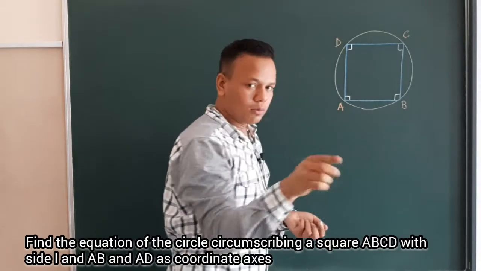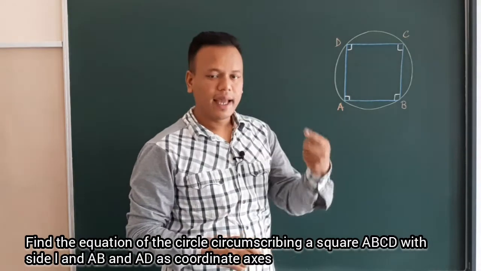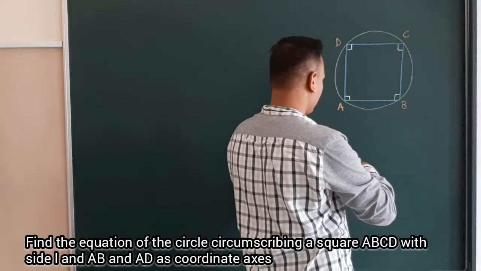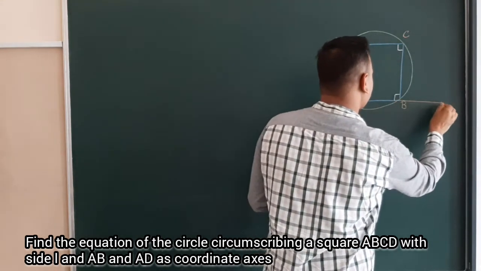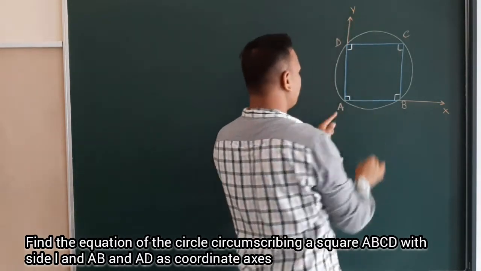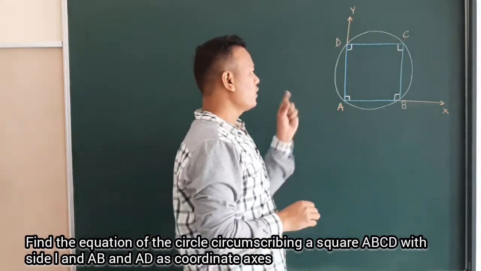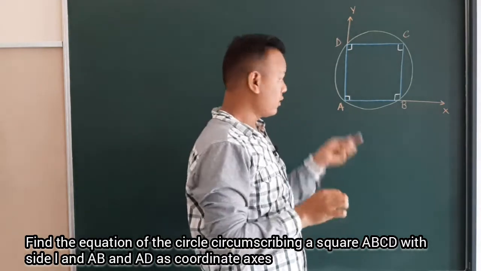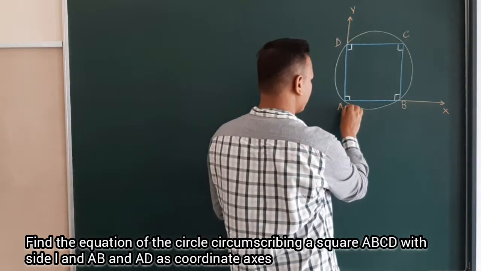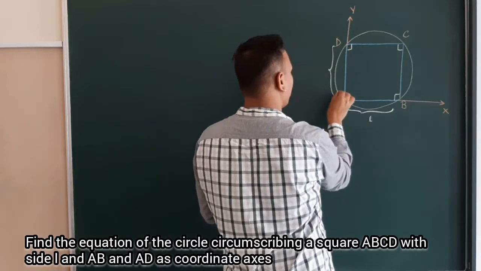Now one more thing given to us is AB and AD are coordinate axes. That means they are the x-axis and y-axis. So let me extend this. This becomes my x-axis, remember? And this becomes my y-axis. So basically, this A is my origin in this case. We need to find the equation of this circle if each side is equal to L. That means from here to here, this length is L. From here to here, this length is also L.